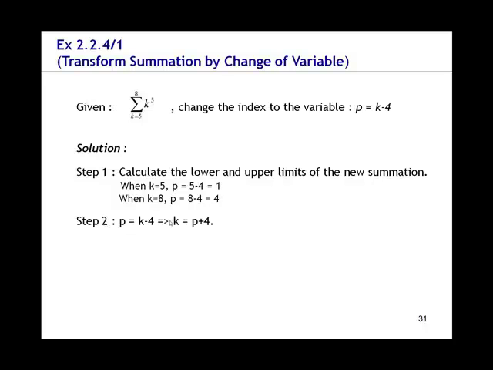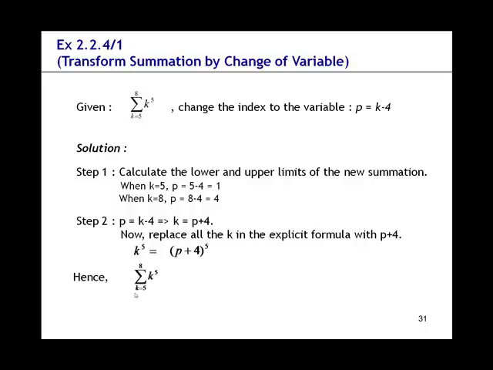Then we express k in terms of p. Since p equals k minus 4, k will be p plus 4. Then we substitute k equals p plus 4 into our original explicit formula. Our formula is k to the power of 5. Since k equals p plus 4, our new formula will be (p plus 4) to the power of 5. So the original sum can be expressed as the sum of p equals 1 to 4 of (p plus 4) raised to the power of 5. Once again, you can check as part of your checking process. During tests, you can expand the left side and expand the right side. You should be able to get the same value.